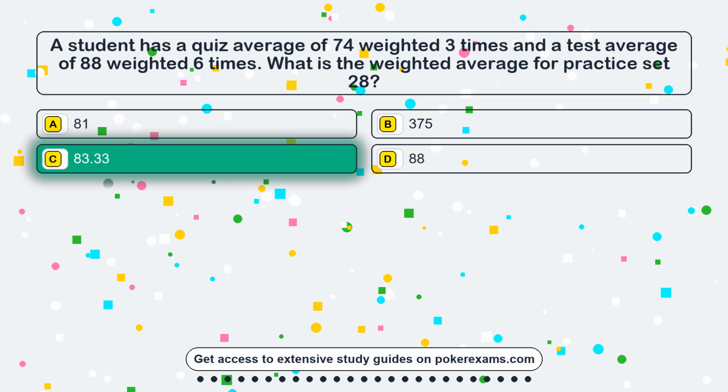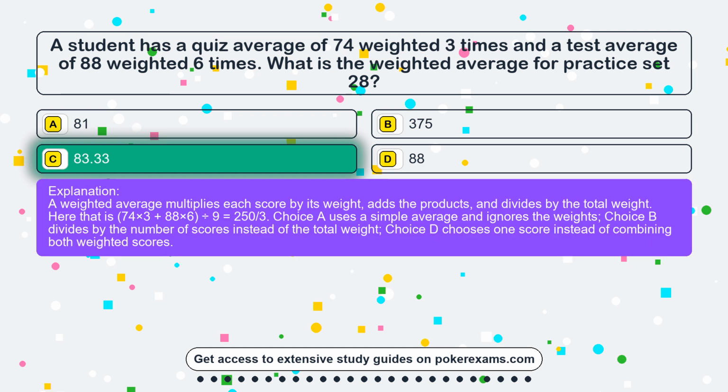The correct answer is option C, 83.33. A weighted average multiplies each score by its weight, adds the products, and divides by the total weight. Here that is 74 times 3 plus 88 times 6, divided by 9 equals 250/3. Choice A uses a simple average and ignores the weights. Choice B divides by the number of scores instead of the total weight. Choice D chooses one score instead of combining both weighted scores.